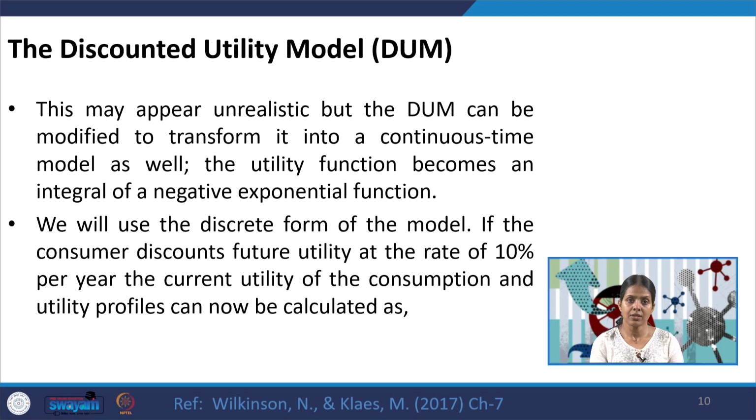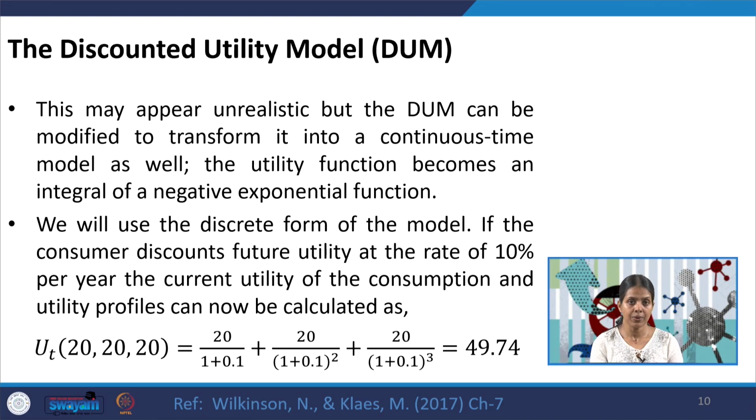If the consumer discounts future utility at the rate of 10% per year, the current utility of the consumption and utility profiles can now be calculated as, see, the first period it is 20 divided by 1 plus 0.1. So, we are beginning with period 1, not considering period 0, specifically because the 20 is coming at the end of the first period. So, that is why this is raised to the power 1.